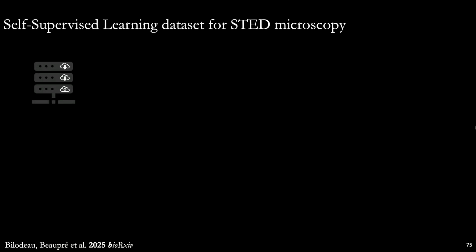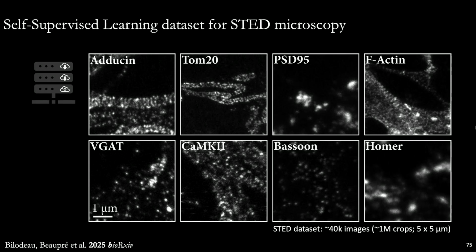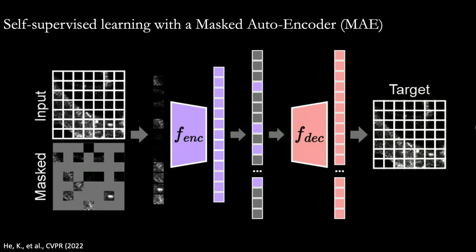So we created a very large training data set for STED microscopy. This data set is online. Feel free to download it and use it. There are more than 1 million small crops of STED images from 40,000 STED images of a large variety of proteins, mostly in neurons. And we use this data set to pre-train our self-supervised model.